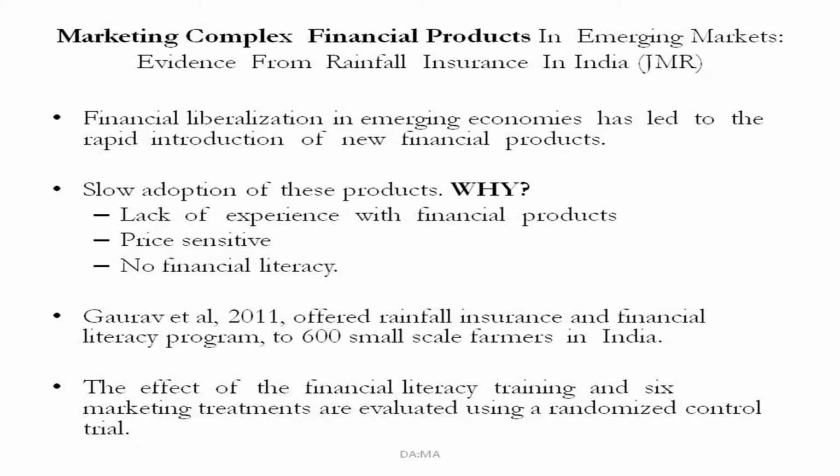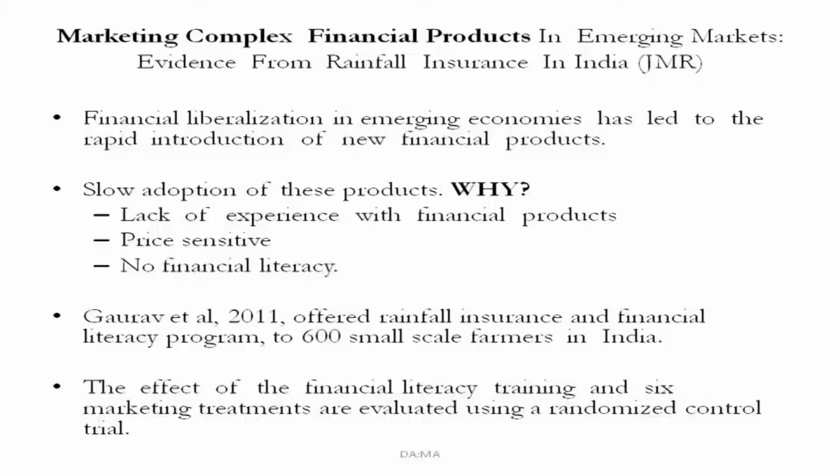Now, when you look at economic theory, you can come up with various theoretical insights on why there might be a slow adoption. For instance, you could say that there is a lack of experience with financial products in these underdeveloped markets, and hence people do not know about financial products. The other possibility is that people are price sensitive. So, these financial products have a high price which people do not want to pay for. And yet another possibility is that there is no financial literacy. People do not understand the importance of financial products to begin with.